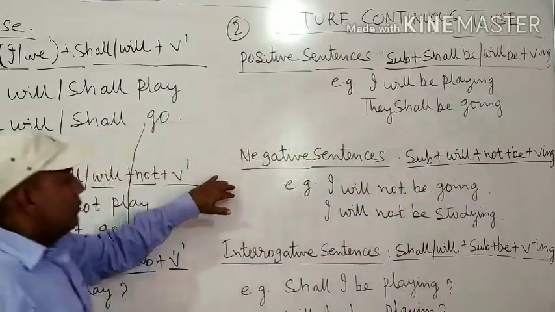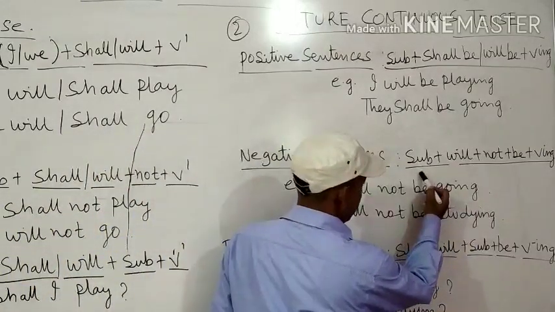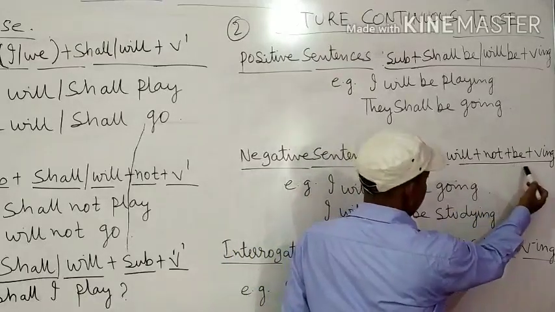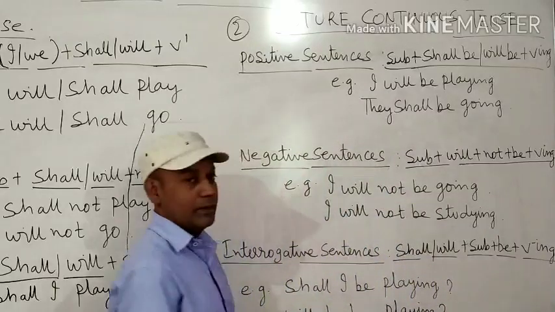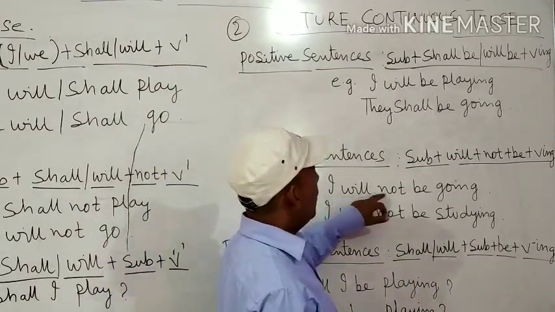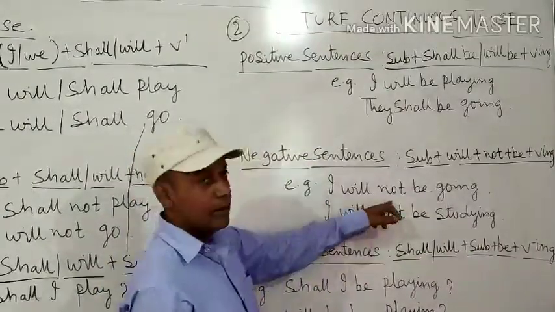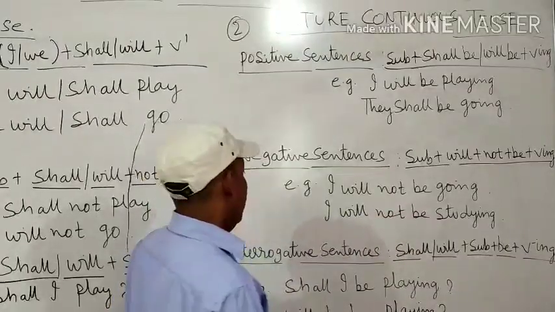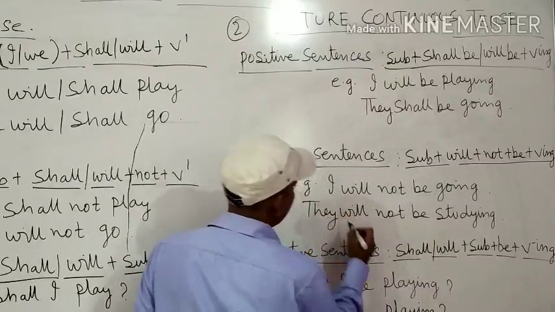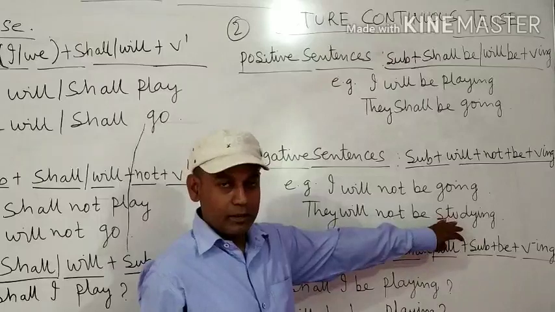Okay. Now, if we have a negative sentence, we take the subject, we take will or shall plus not, be, and the ing form of the verb. For example, if the subject is singular, we can say I will not be going, because it is a negative sentence. It has to have a no or not. If we take the subject as plural, we can say they will not be studying, because it is a negative sentence.